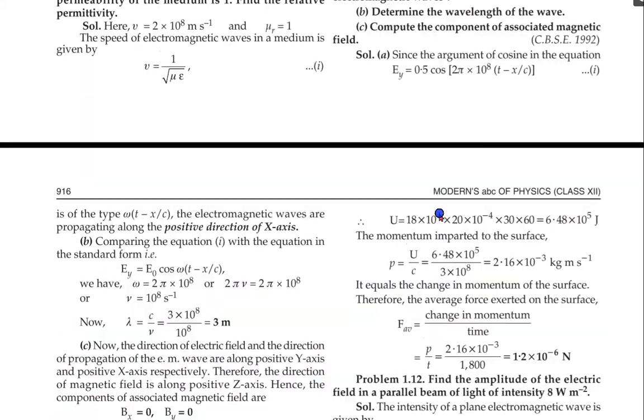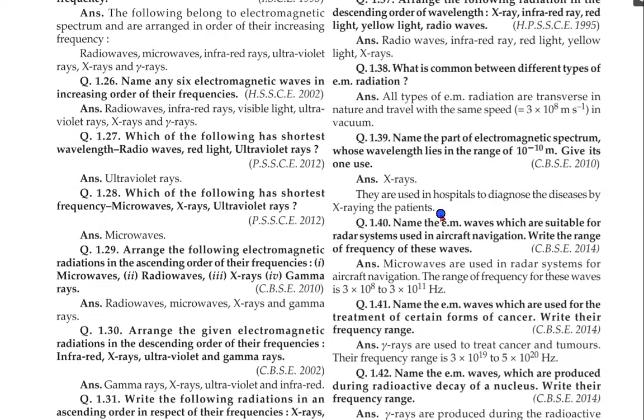A question may ask: arrange the following electromagnetic spectrum: radio waves, microwaves, X-rays, gamma rays and so on. If you know the table very well you can arrange them. What is common between different types of EM radiation? Name any 6 electromagnetic waves in increasing order of their frequencies.